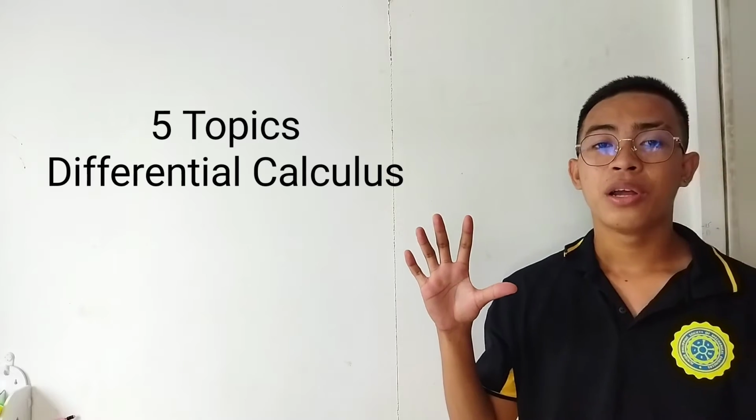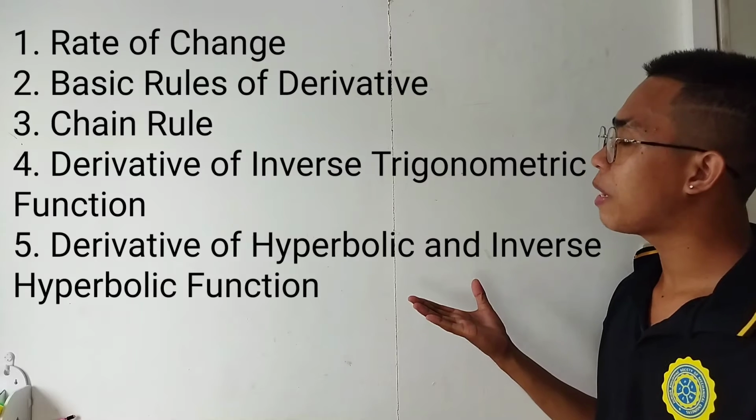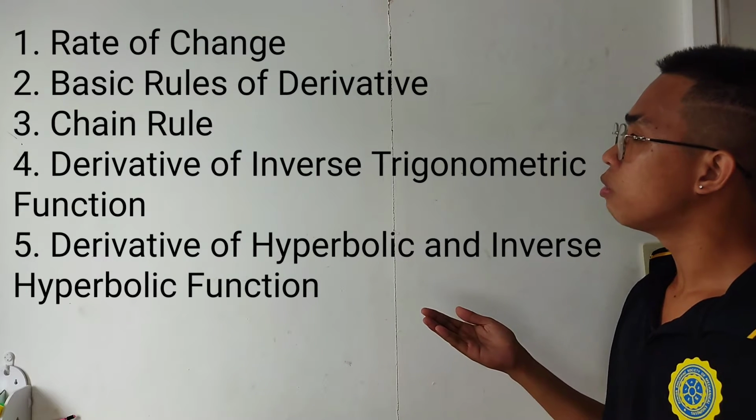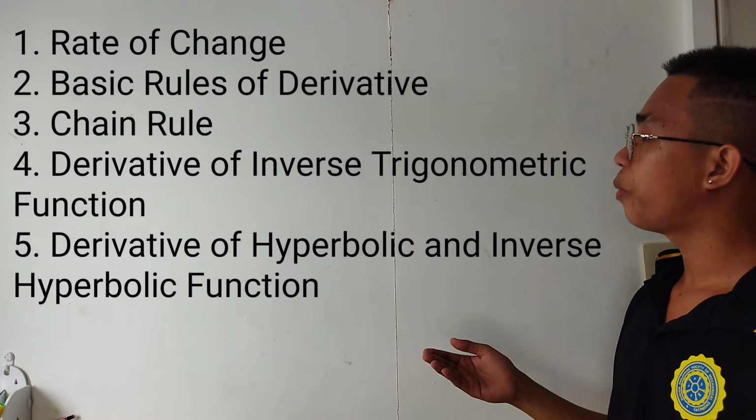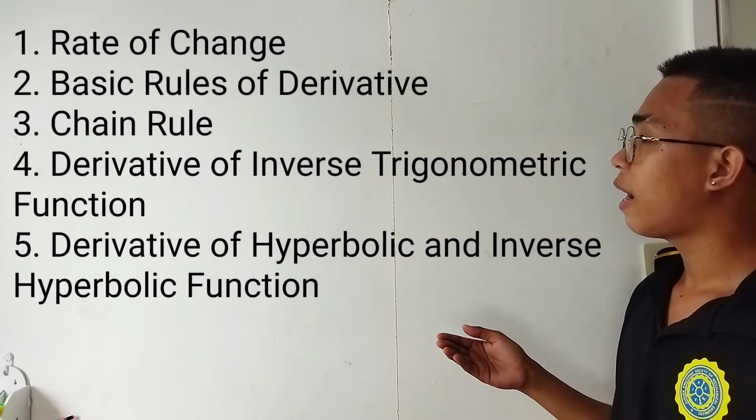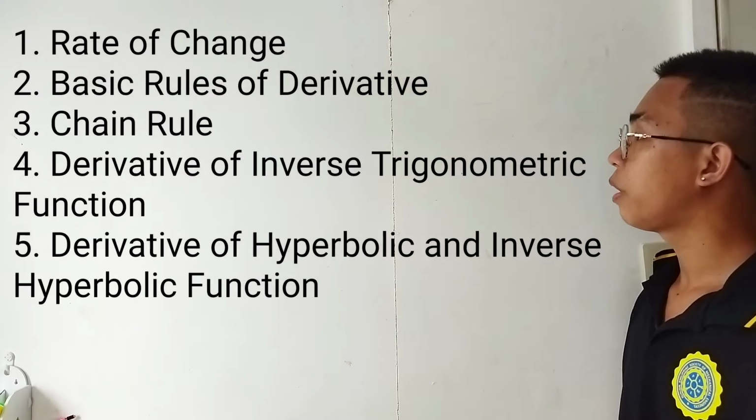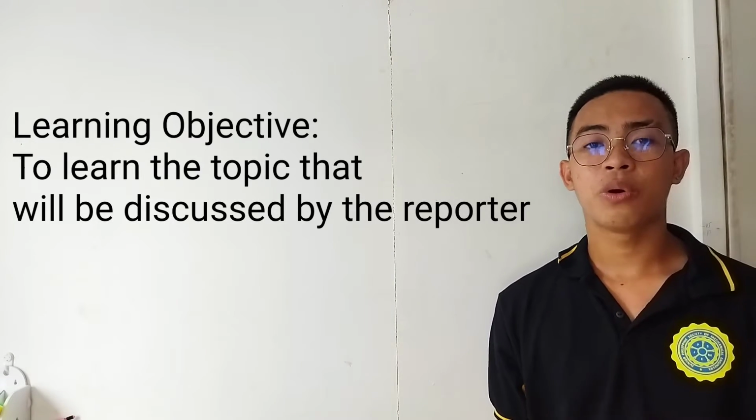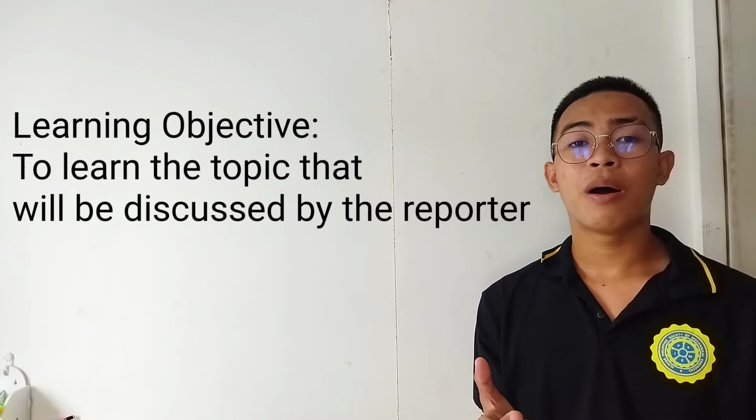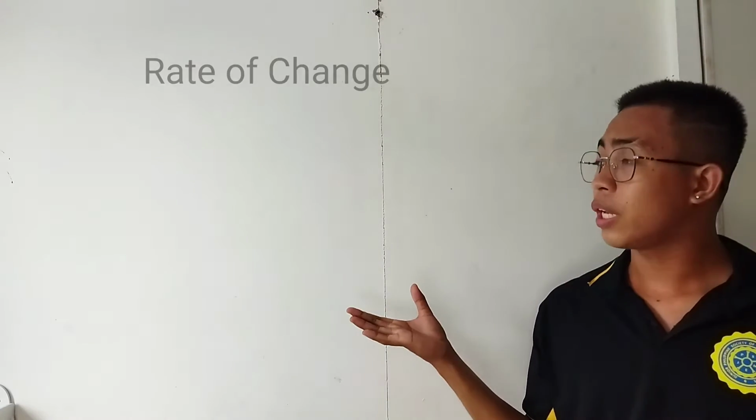In this video, we will be learning and understanding about the 5 topics in our differential calculus subject. Namely, they are the rate of change, the basic rules of derivative, the chain rule, the derivative of inverse trigonometric function, and the derivative of hyperbolic and inverse hyperbolic function. And there's only one learning objective in this video, and it is for you to learn about these topics. So, let's start. The first topic that we will be discussing today is the rate of change.